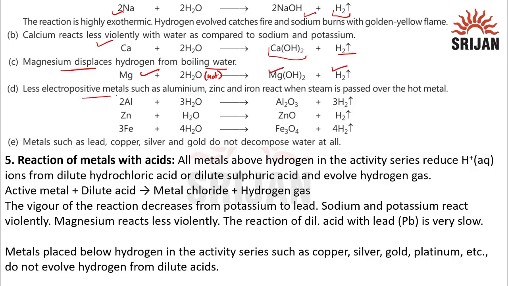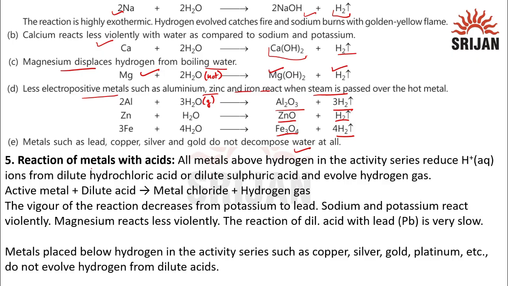Now, less electropositive metals such as aluminium, zinc and iron react with steam. That means they react with water in the gaseous state, not with liquid water, to form their particular oxides and release hydrogen gas. The main difference is that metal hydroxide is not formed but metal oxides are formed. The least reactive metals do not react with water at all.